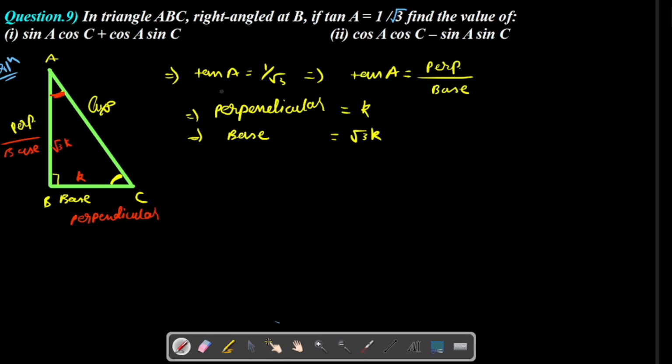Now we have to find sin A cos C. For both sin and cos, we must have the value of AC. So we find the value of AC by using the Pythagoras theorem.